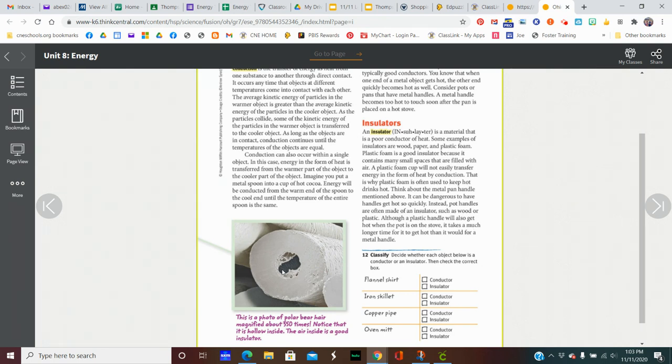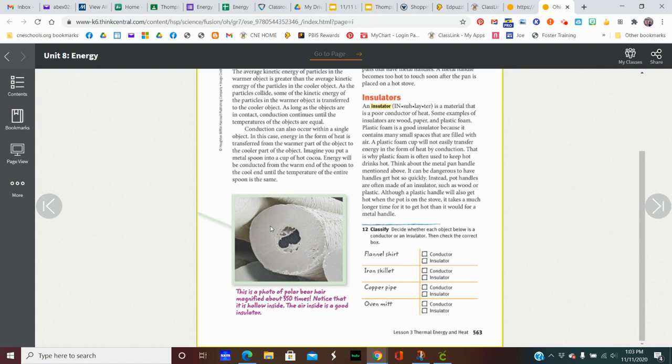So I love this picture down here. This is a polar bear hair that's magnified about 350 times. And you can see that the polar bear hairs have empty space inside. They're hollow. And the air actually forms a really good insulator to help keep the bears warm.